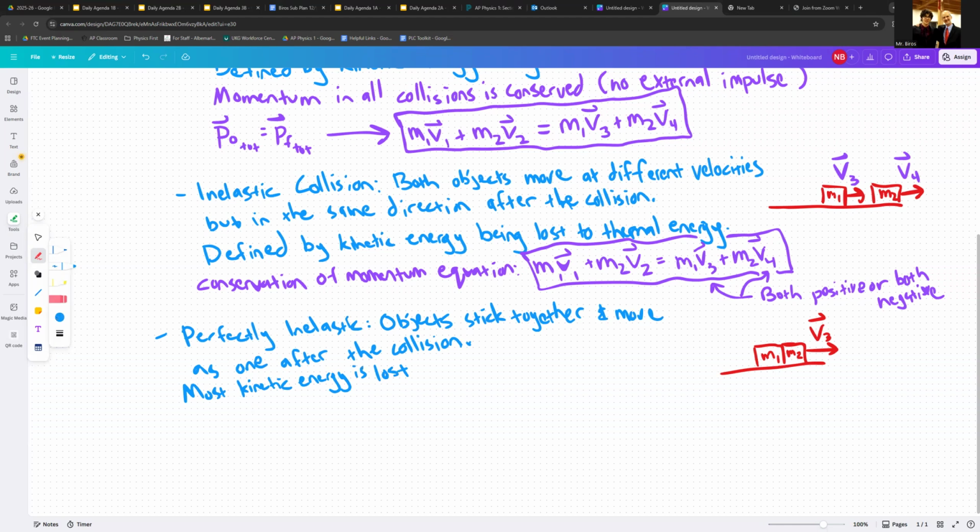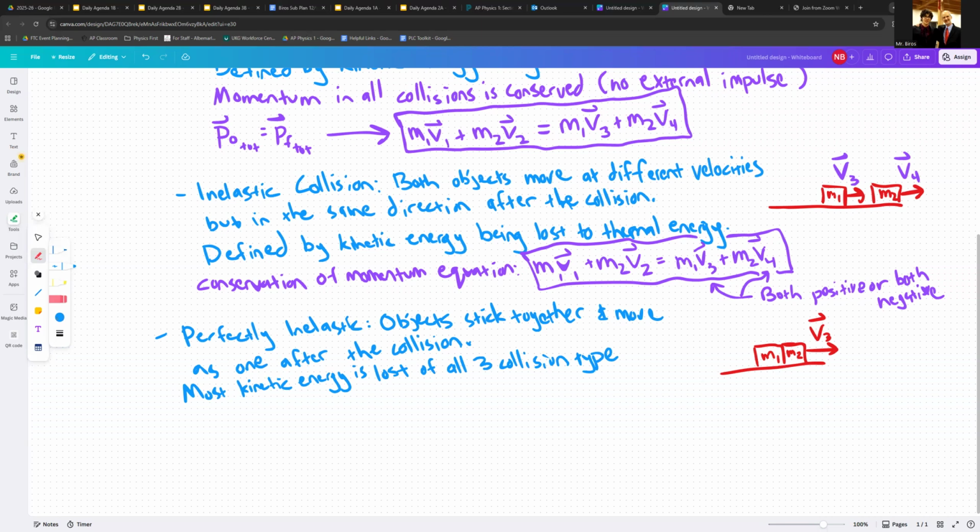So of all three collision types, this is the one that loses the most kinetic energy. Going back to the first one, elastic, no kinetic energy is lost. Kinetic energy is conserved, the same amount before and after. Inelastic, the second one, some amount of kinetic energy gets changed into thermal energy through the collision itself, with heat and sound. In this perfectly inelastic, the largest amount of kinetic energy gets lost out of all three collision types.